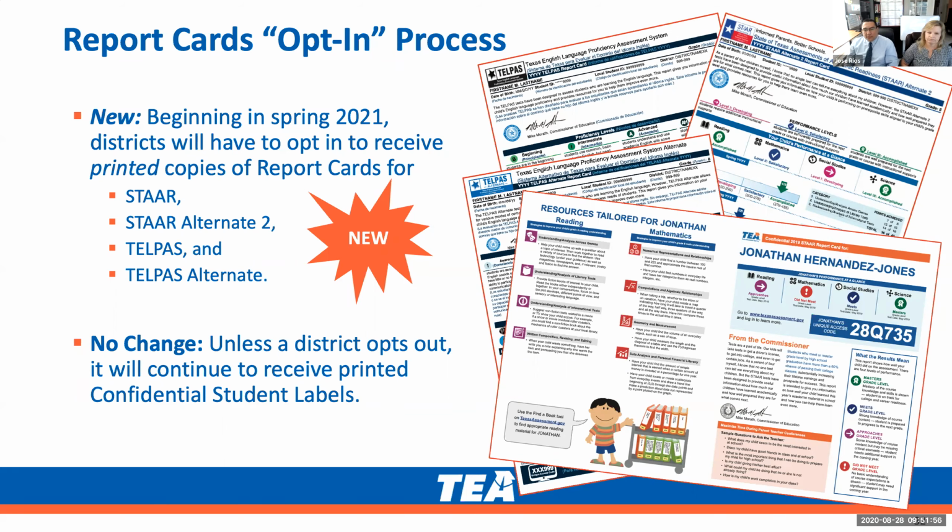The second bullet, we want to point out, there's no change here, but it can get tricky. However, the printed student labels are the reverse. If you don't want them, you need to let us know you want to opt out. So the default for report cards is going to be not printed unless you want it. The default for labels is we print it unless you tell us not. Is that clear?